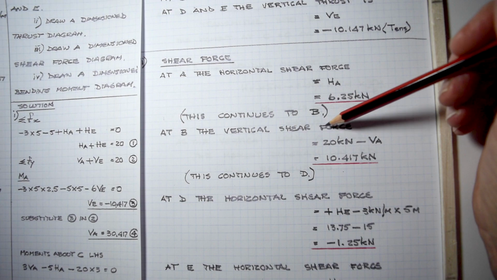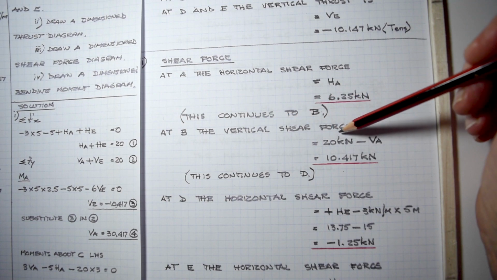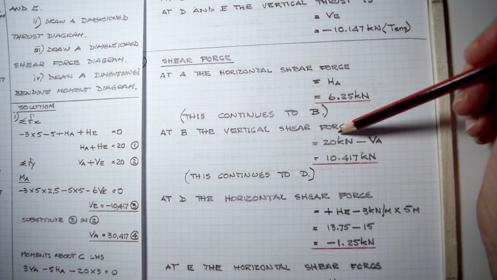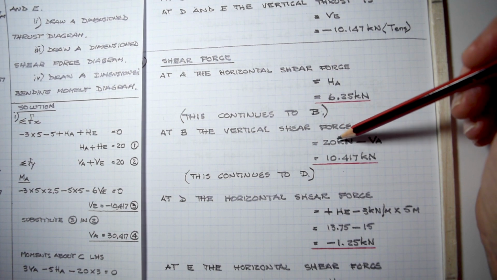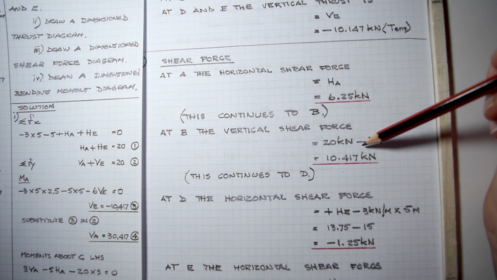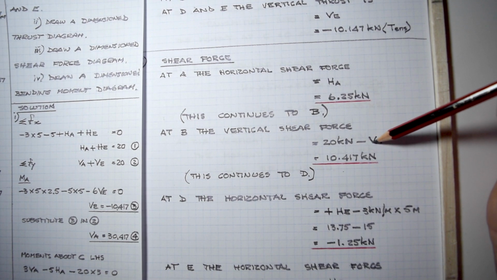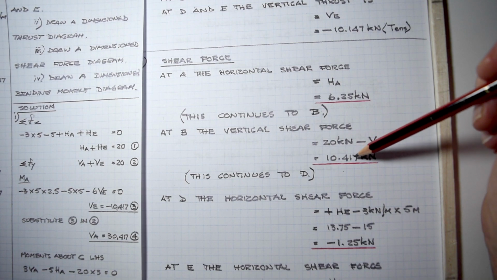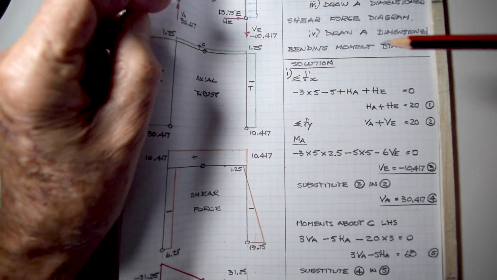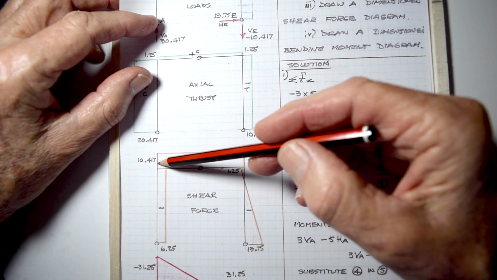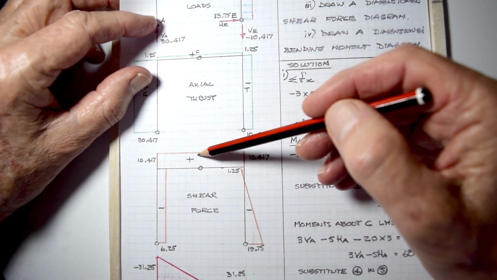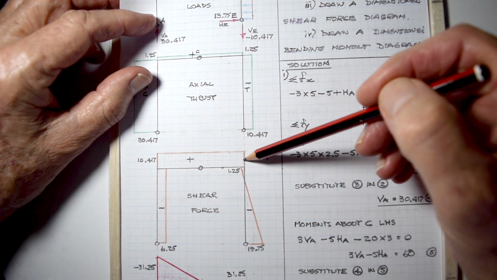When you get to the top of the column, we look at the vertical shear force in the beam BD, and we have 20 kilonewtons pushing down minus the force pushing up, which is 30.417 VA. And you're left with 10.417 kilonewton shear. There it is. That does not vary as you go across the beam, right to there.